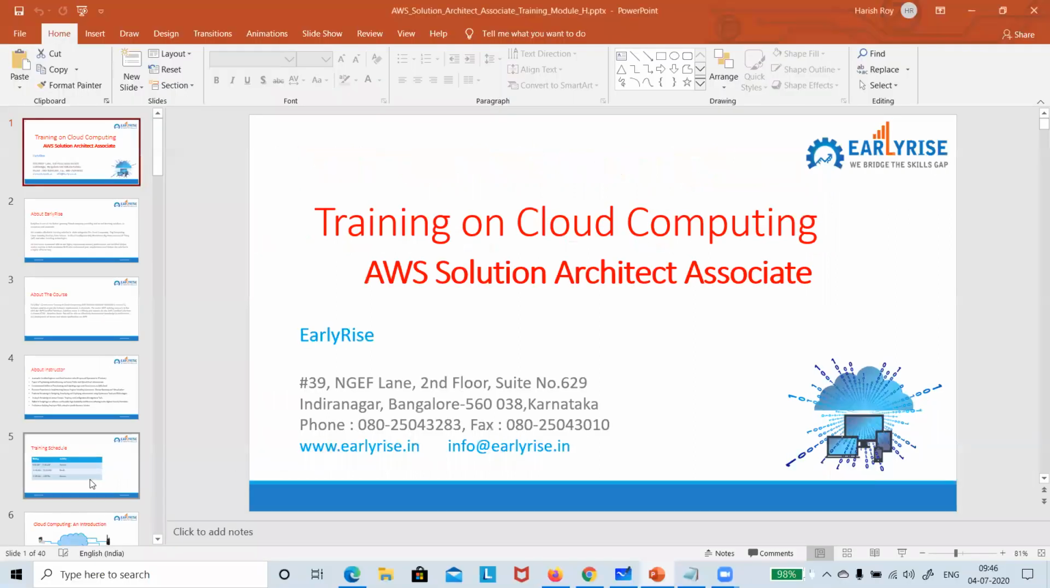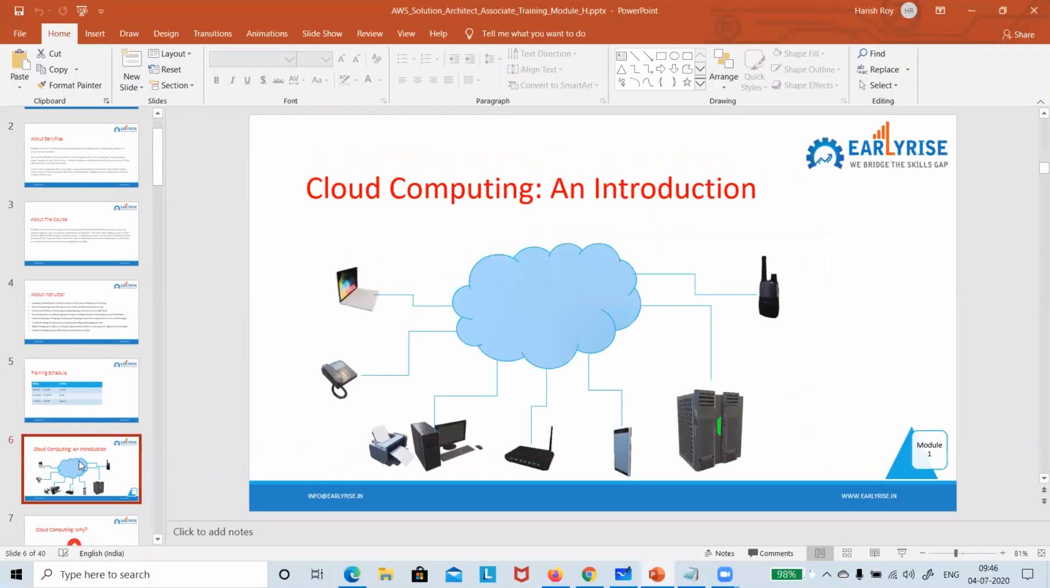So let's begin our journey to cloud. First things first, let's try to understand what cloud computing is. A few of you already have some basics, so I would like to understand from you, what is your understanding about cloud computing? Any one of you may tell me, what do you think cloud computing is?